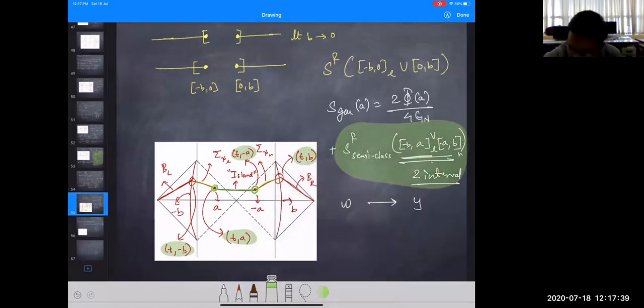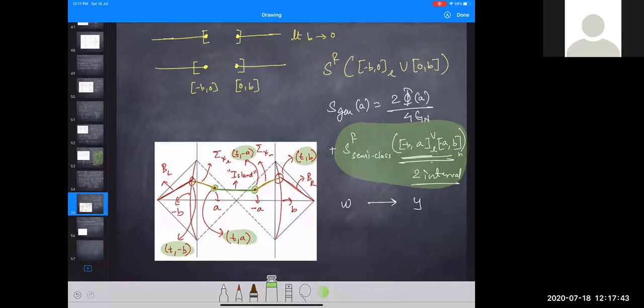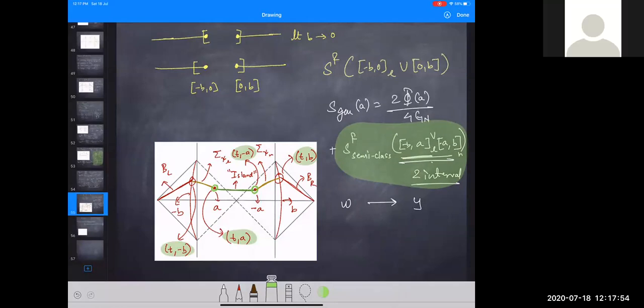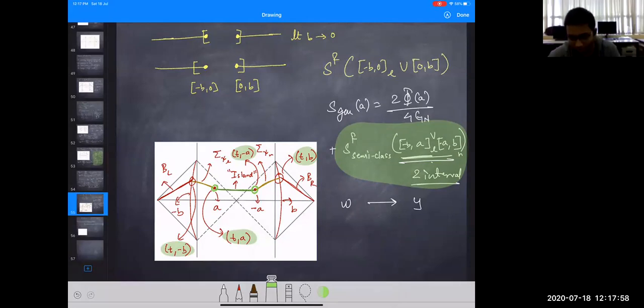It's an entanglement entropy of 2 intervals in the bulk. Now I have already told you how to compute anything in the bulk. The simplest way is to do it in the W coordinates, compute it there, and transform those answers to Y coordinates. So in W coordinates, it's the 4-point function, because it's an entanglement entropy of the union of 2 intervals.